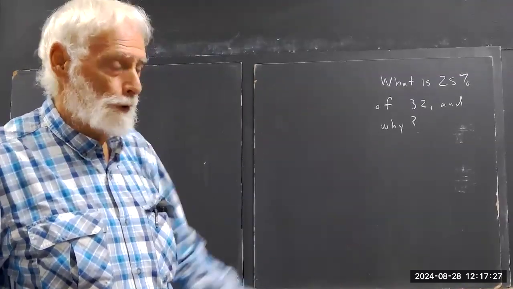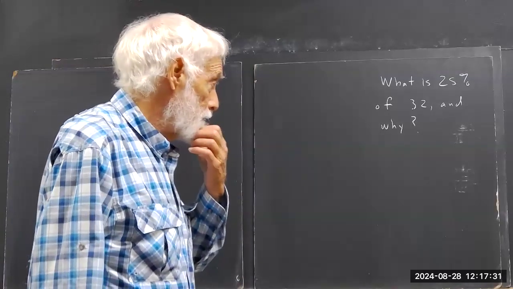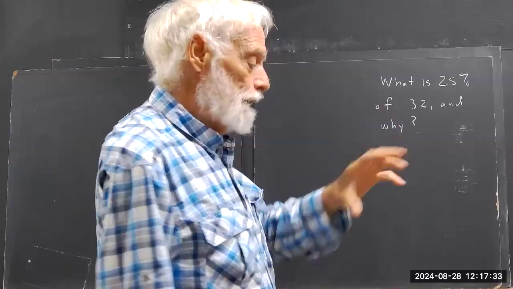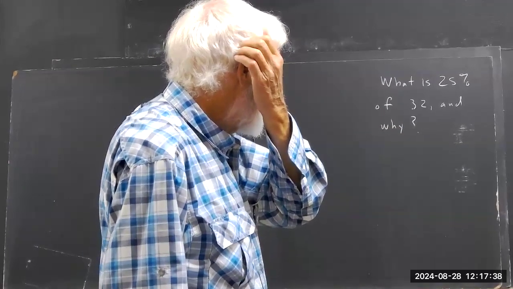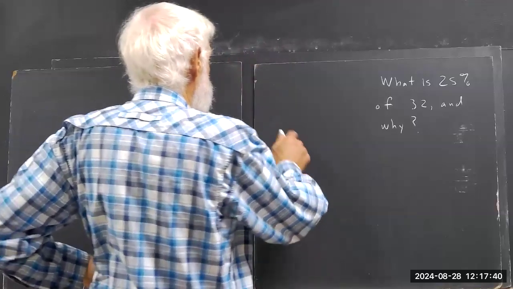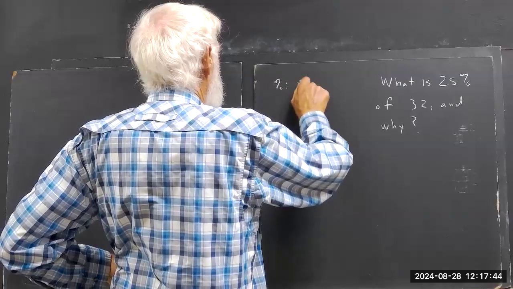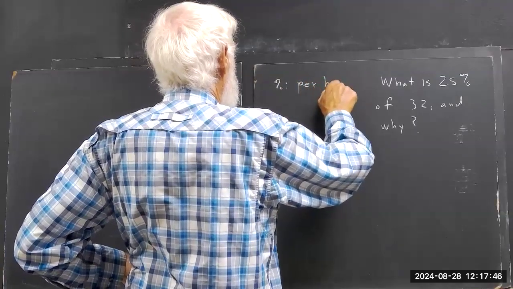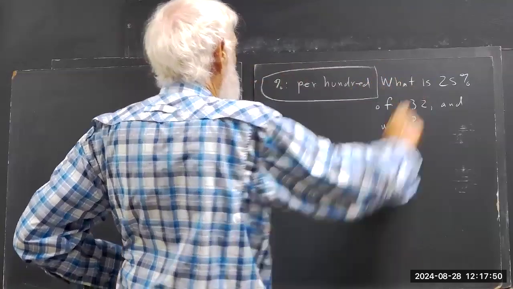And then there's a little arithmetic involved. Working out the mental arithmetic. Imagine you got that, but you had the right expression. What does 25% mean? Well, percent means per hundred.